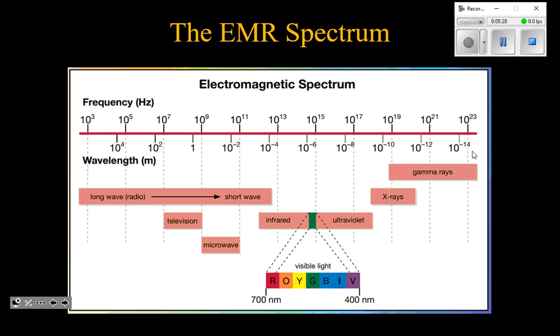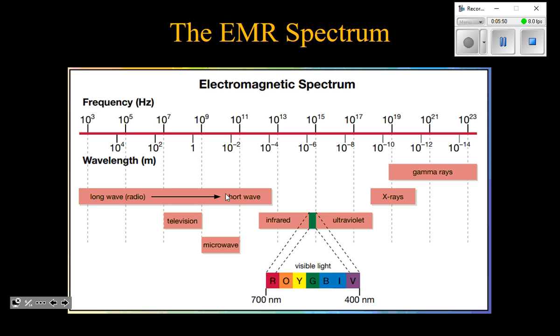So, the entire electromagnetic spectrum. When we talk about light, we often just think of visible light, the Roy G. Biv, which is found right here in the green, just a very, very small section of the entire electromagnetic spectrum. The longest of the waves are these radio waves.